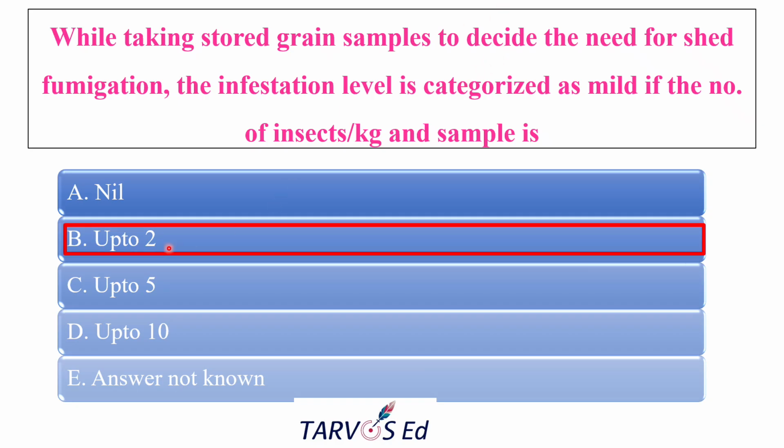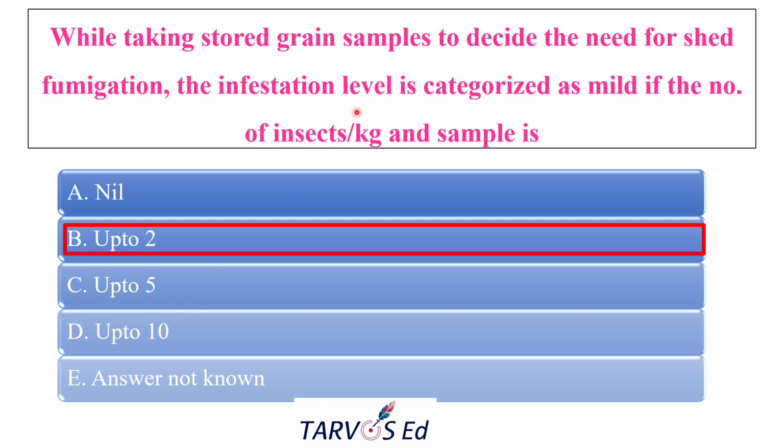And the correct answer is up to 2. If the insects are up to 2 per kg, that is considered mild, and 0 means nil. 3 to 5 is considered moderate. If more than 5 insects are present per kg of grain, that will be the severe one. So the option is up to 2 only. Up to 5 is moderate, and up to 10 is severe.